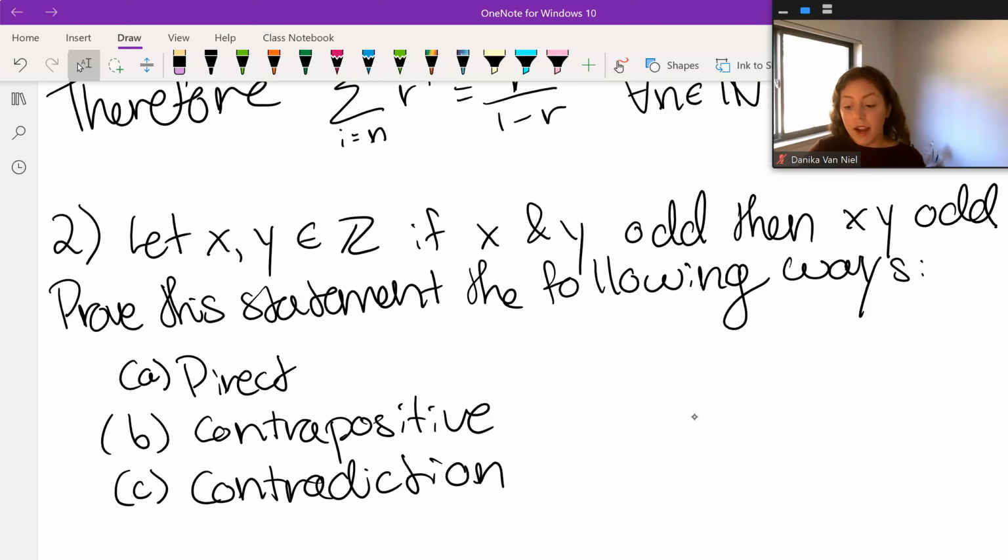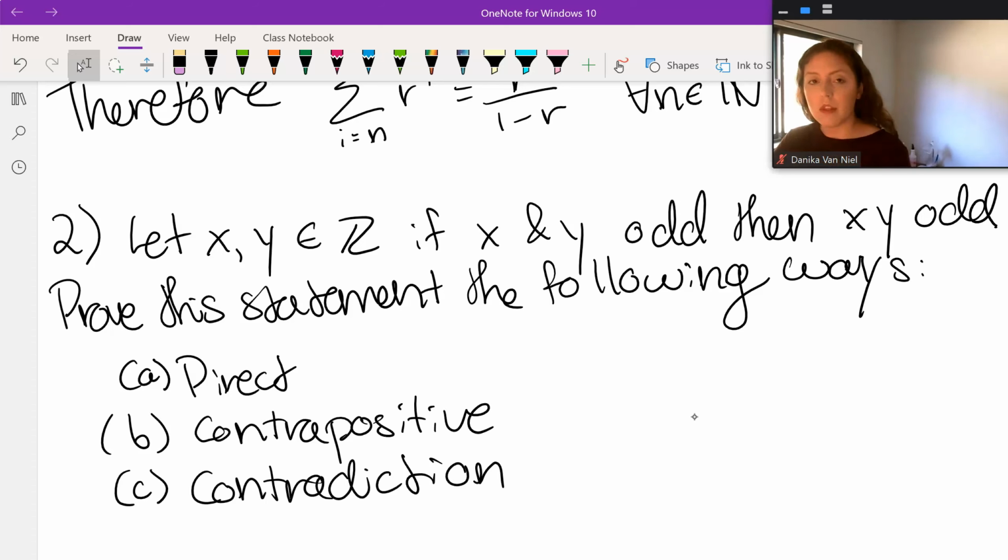Okay, so now this next example isn't induction. I just wanted to show proving one statement 3 different ways that we've talked about before induction, because we can't forget the other ways. So direct, contrapositive, contradiction. The statement we're trying to prove is: let x, y be in the integers. If x and y are odd, then x times y is also odd.